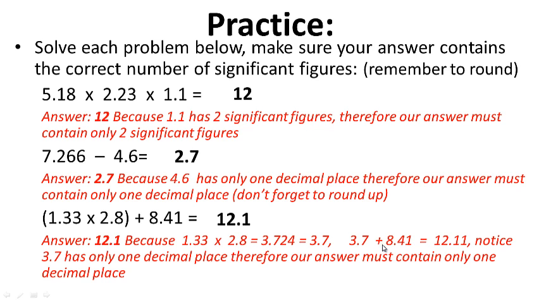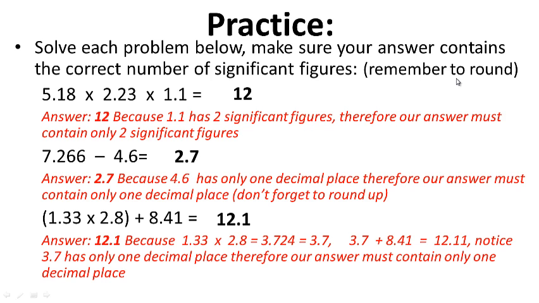Well, notice which one of these has the smallest number of decimal places? 3.7. So because 3.7 has only one decimal place, therefore our answer must contain only one decimal place. In this case, 12.1. That one's a little tricky.